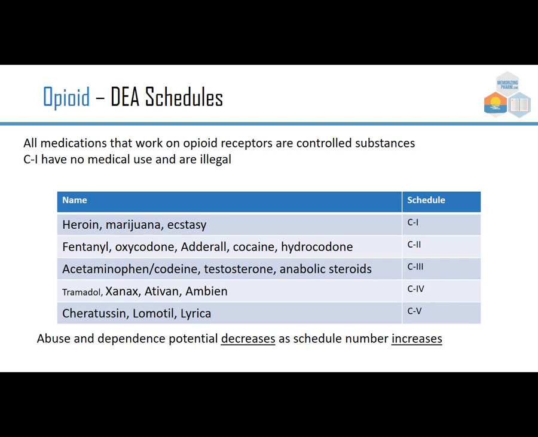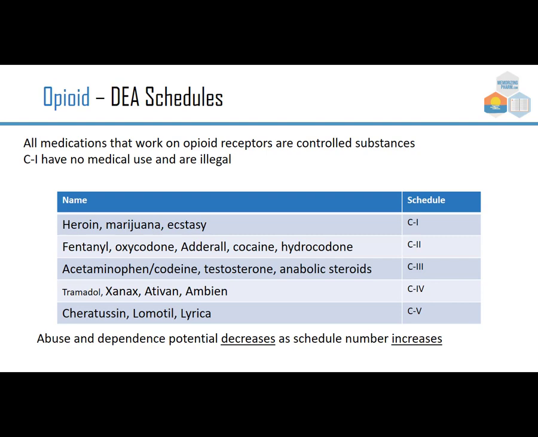Let's talk about the DEA schedules. All medications that work on opioid receptors are controlled substances. And to make clear, if we have a Schedule 1, there's supposed to be no medical use, and these are illegal. But you'll say, well, marijuana is legal in some states. Right now it's still illegal under federal law, but states have made it legal for either recreational or medical or both use.